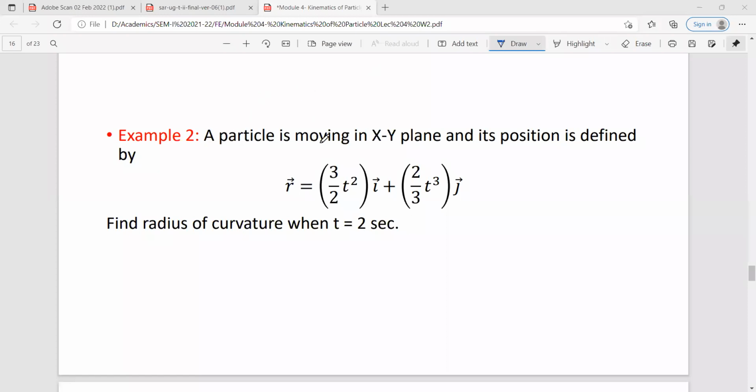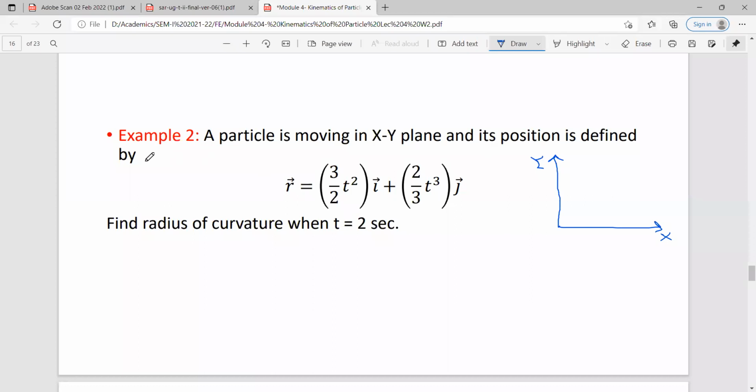A particle is moving in xy plane. Here x is the horizontal axis, y is the vertical axis. So the particle is moving in the xy plane. It can also move in a linear path, like along a line. Even then, we'll call the motion of the particle an xy plane motion. Okay, and its position is defined.